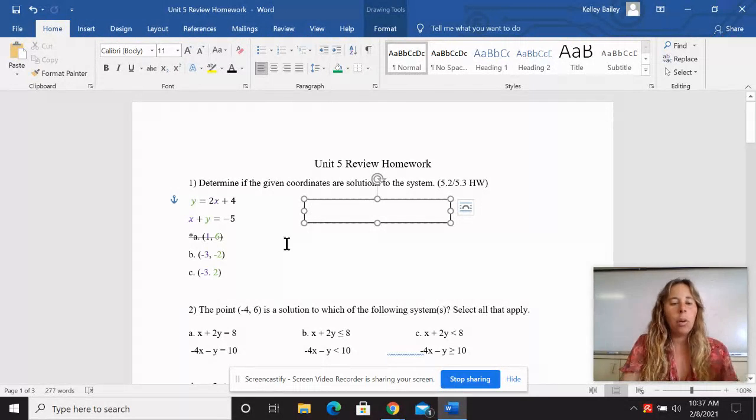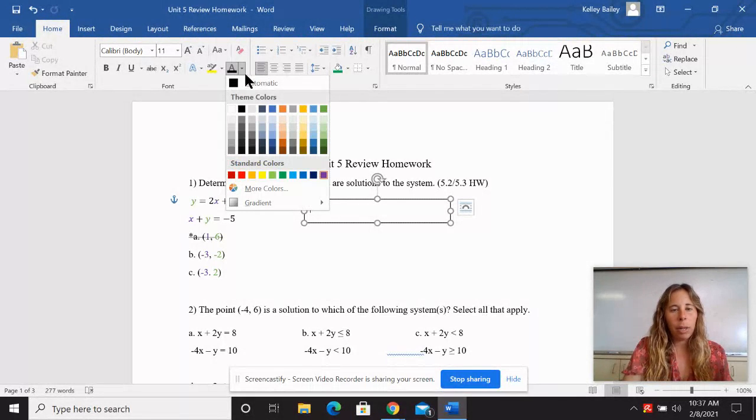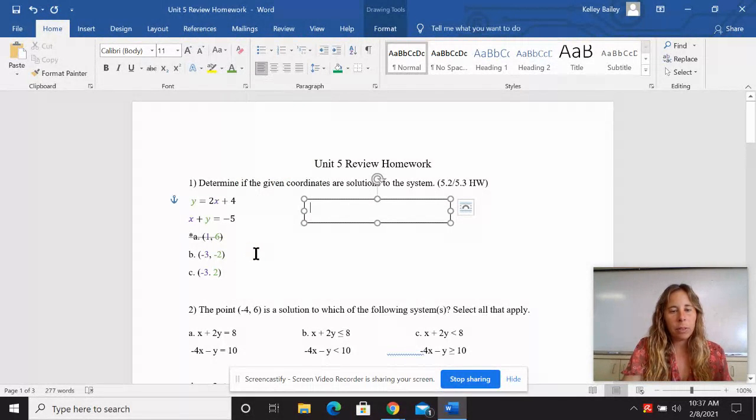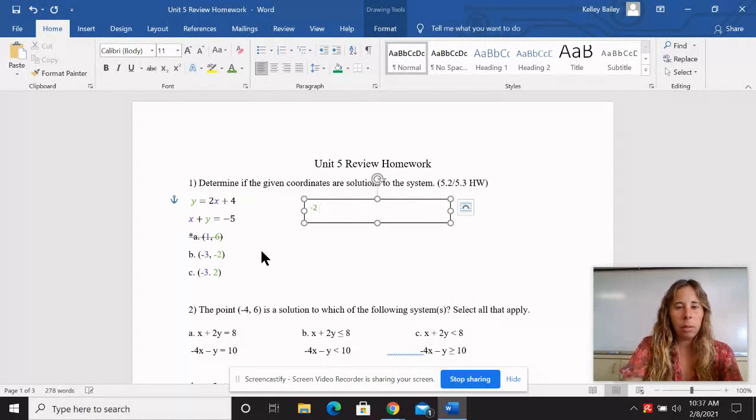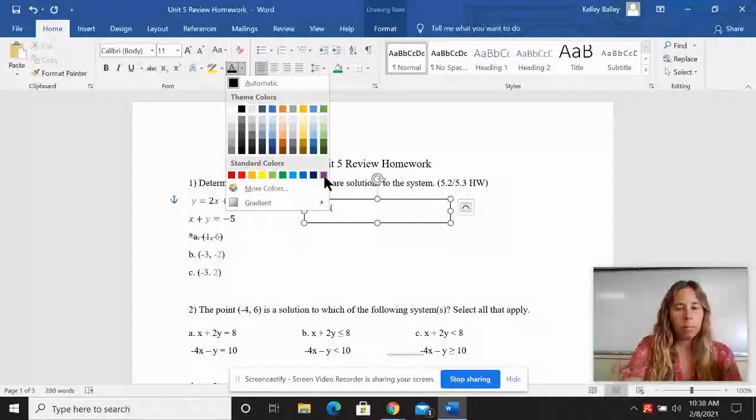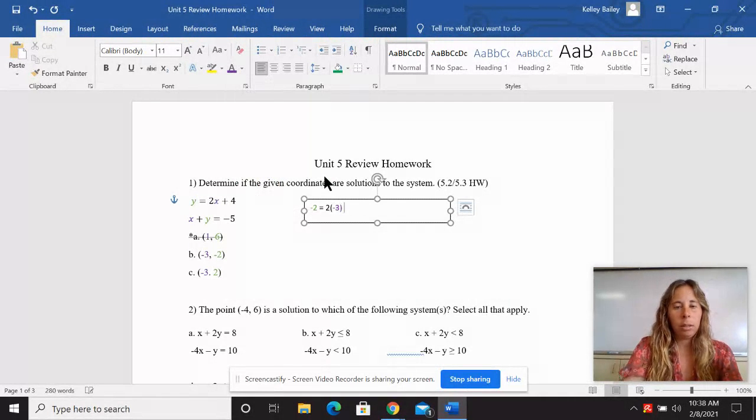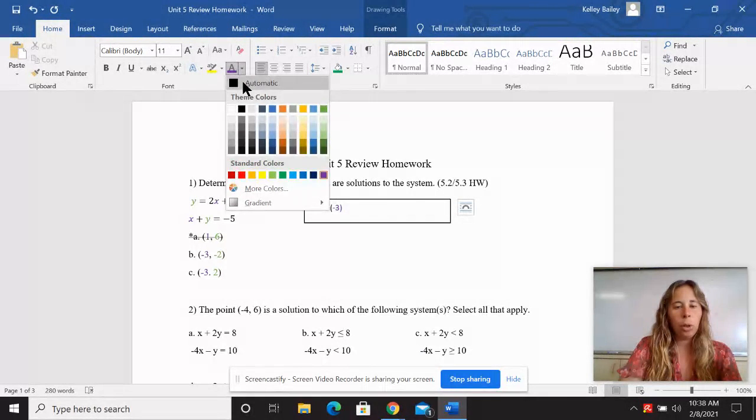Okay, so we're going to move on to B, which is negative 3, negative 2. Be careful with your negative signs. We're going to substitute into our first equation. So let me grab my green. Y equals negative 2. So negative 2 equals 2 times x, which is negative 3. And then make sure you rewrite your plus 4.